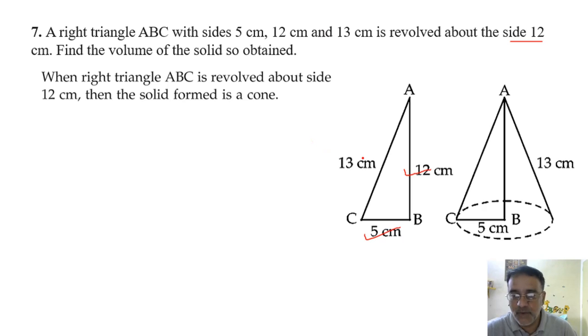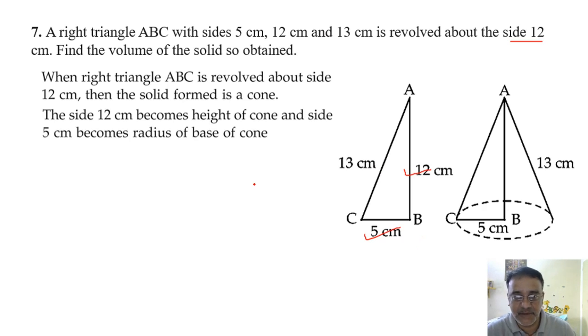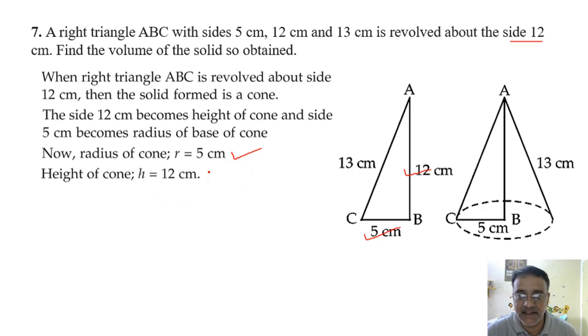Okay, fine. So what is the height of this cone? 12 centimeter. And what is the radius? 5 centimeter. Okay, so radius is 5 centimeter and height is 12 centimeter, and we have to find the volume. What is the formula of volume? 1 by 3 pi r square h. Very good.